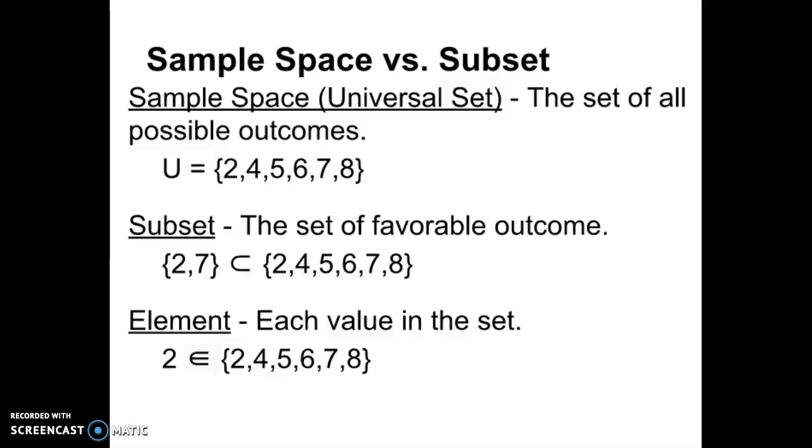But sample space is the set of all possible outcomes. So right now, they give the numbers 2, 4, 5, 6, 7, and 8 as your sample space. Just so you understand what sample space means, let's say you're rolling a dice. Sample space would be the numbers you could get when rolling a dice. So your sample space for rolling the dice would be 1, 2, 3, 4, 5, and 6.